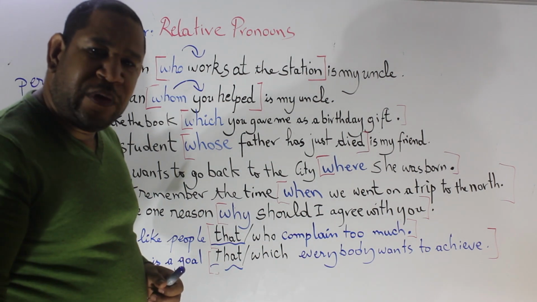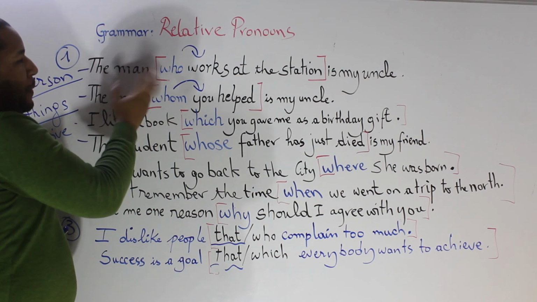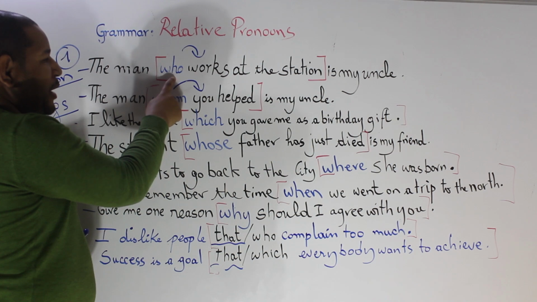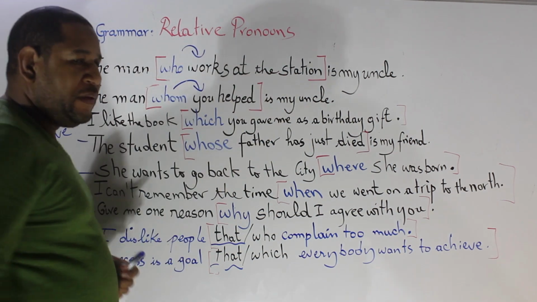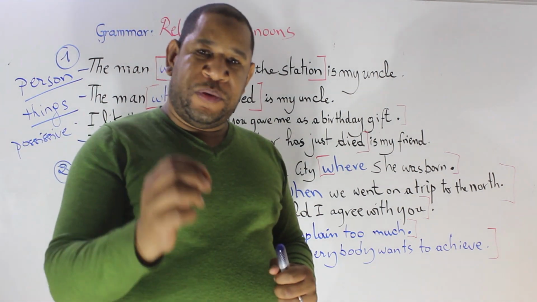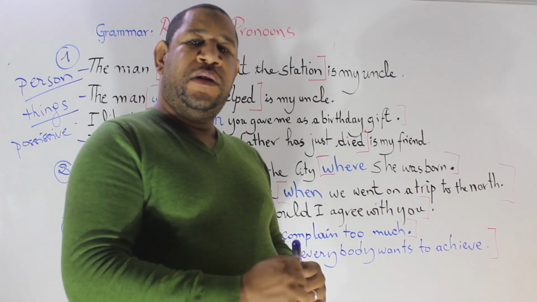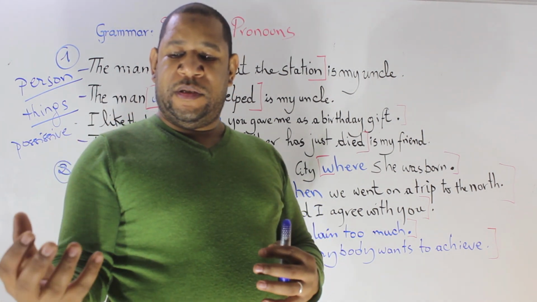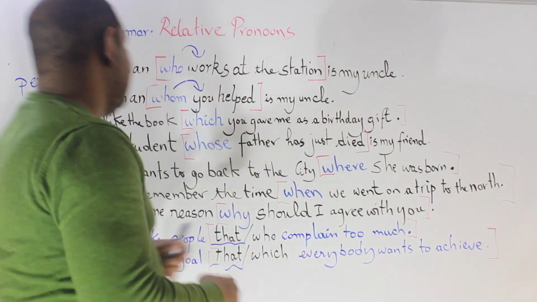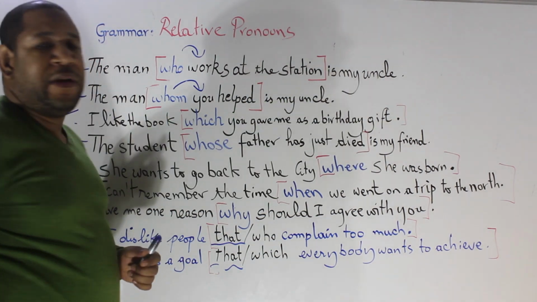What makes it a relative pronoun? It's this word. It comes before. So we have the antecedent, then we have the relative pronoun, and then we have the rest of the sentence. So, a relative pronoun is a pronoun that comes after the antecedent and links the antecedent, like here the man, with what comes after. So, it links the man with works at the station and is my uncle.